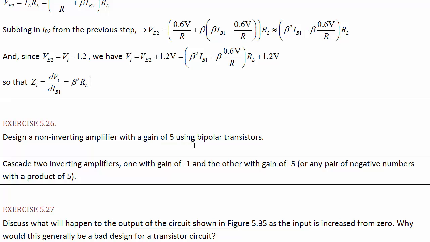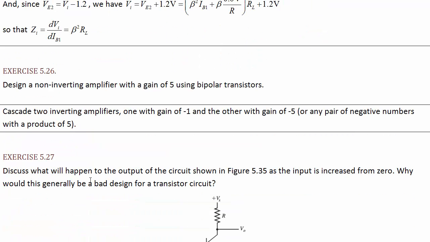Design a non-inverting amplifier with a gain of 5 using bipolar transistors. Whoops, showing you the answer. Anyway, cascade 2 inverting amplifiers, one with a gain of -1 and the other with a gain of -5. So you just need any real combination that gives you a product of +5. That's all that is.